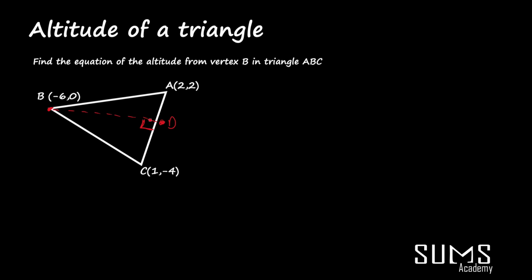So what are we going to have to do here? Well, we want to know the gradient. We want to know the equation of that line. So y equals mx plus c. We've already got a point on it. We already know the equation will lie on this line, minus 6, 0. So all we need now is the gradient. We need to work out the gradient.